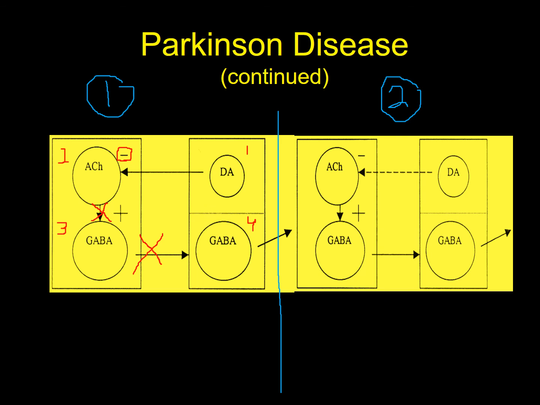I'm going to say it one more time. In the normal patient, they release dopamine from number 1. And dopamine inhibits number 2, which is acetylcholine. So acetylcholine is not released. So it does not excite neuron 3, which means neuron 3 does not release GABA. So GABA does not inhibit neuron 4. Neuron 4 releases GABA out into circulation and inhibits skeletal muscle contraction, so you have skeletal muscle relaxation.